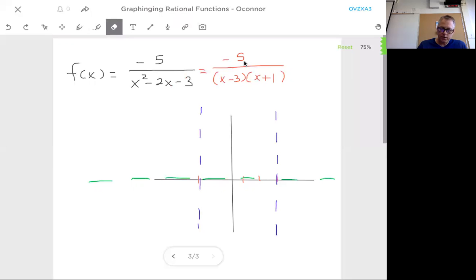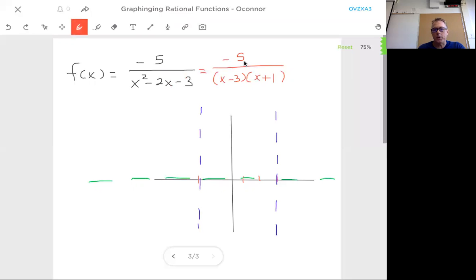All right. Let's keep going with our x-intercepts. They are whatever make the top equal to 0. But there are no variables up top. It never will equal 0. The top is always negative 5. Therefore, there are no x-intercepts.